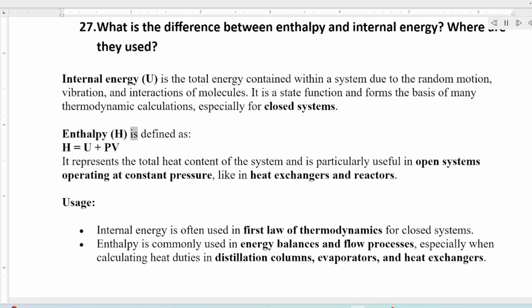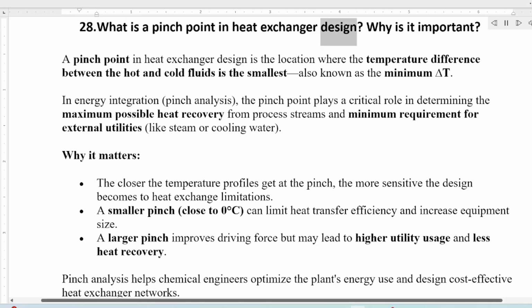Enthalpy, H, is defined as H equals U plus PV. It represents the total heat content of the system and is particularly useful in open systems operating at constant pressure, like in heat exchangers and reactors. Usage: Internal energy is often used in the first law of thermodynamics for closed systems. Enthalpy is commonly used in energy balances and flow processes, especially when calculating heat duties in distillation columns, evaporators, and heat exchangers.